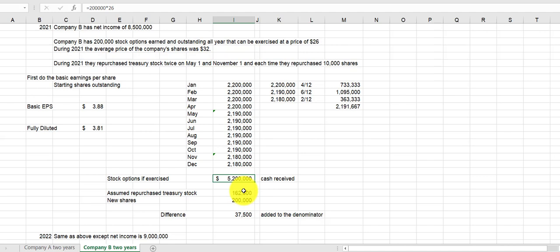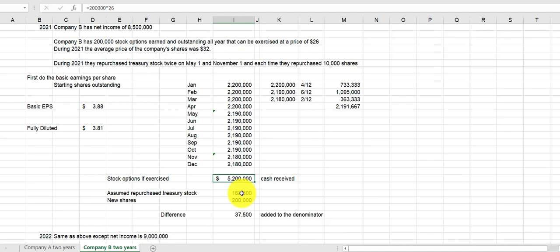If that were to happen. Again, we're pretending, okay? So this is a worst case scenario. All the options are exercised. Now, what we're going to assume or pretend is that we took all 5.2 million and we bought back other shares. We didn't just take that money and run.